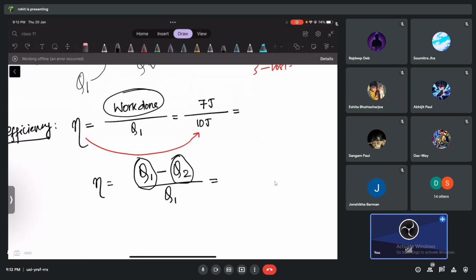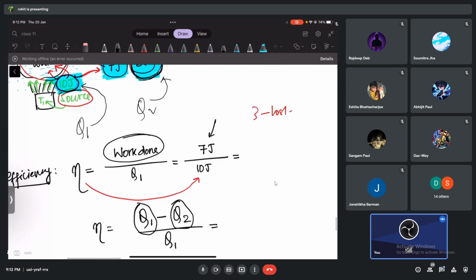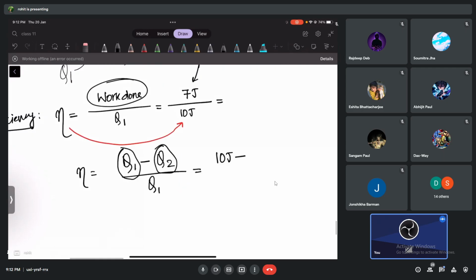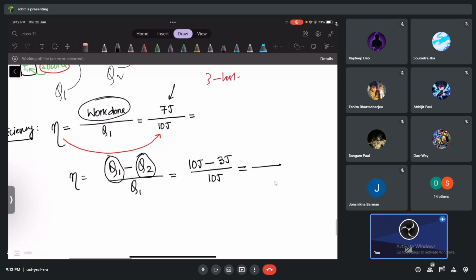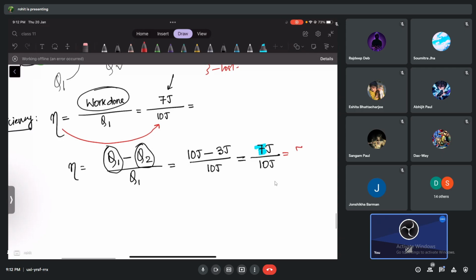So this is your formula and this is what it represents. 10 joules gained from the source, 3 joules lost in the surrounding or sink, divided by the 10 joules gained, the total gain. So out of these 10 joules, how much has been converted into useful work by your system? It is 7 joules. This is called the efficiency of the system. I can also write it in percentage. How many percent, guys?